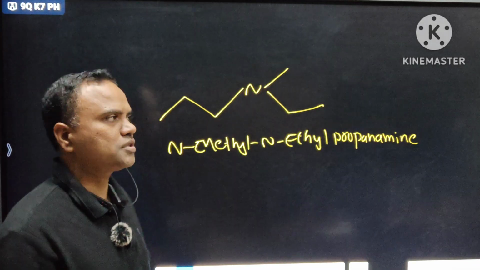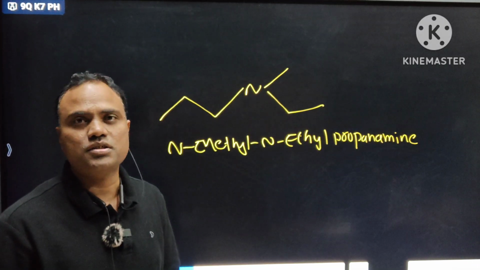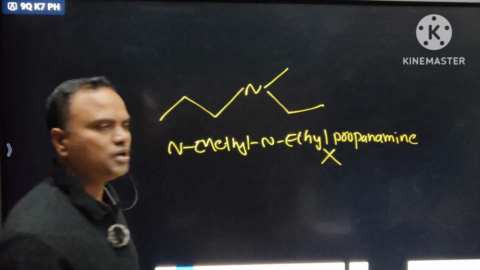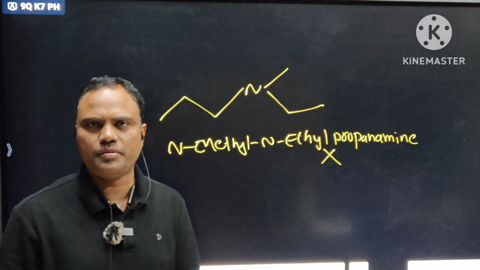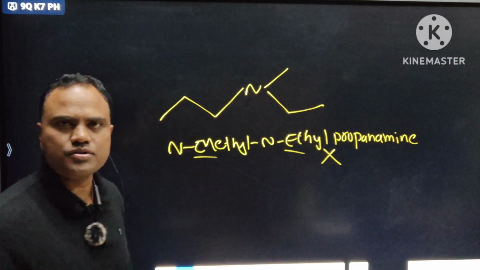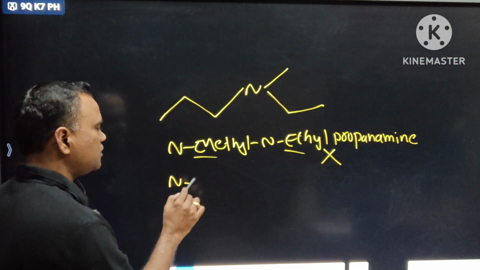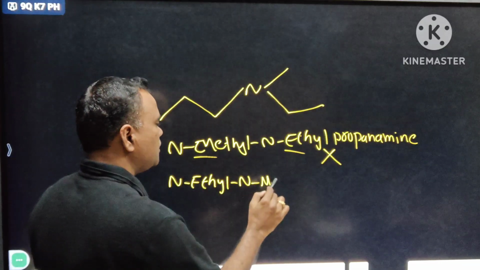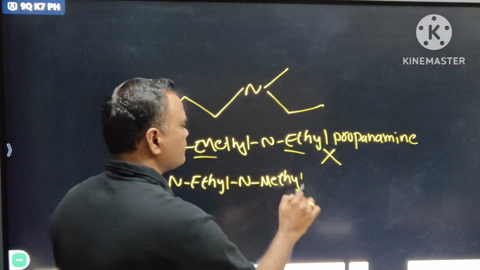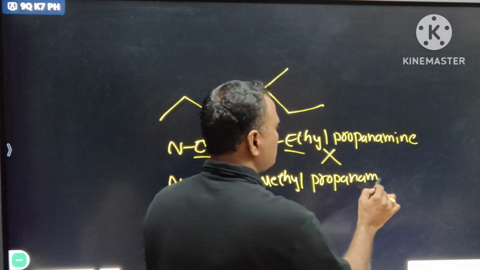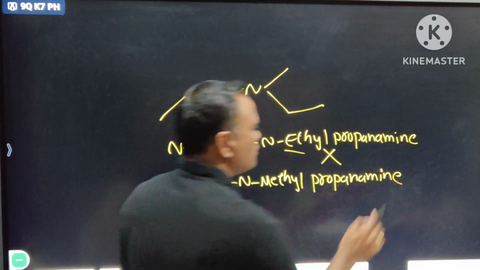Okay, is it correct? Actually, this is not according to alphabetical order. The letter E comes first. So it is N-ethyl, N-methyl propanamine.